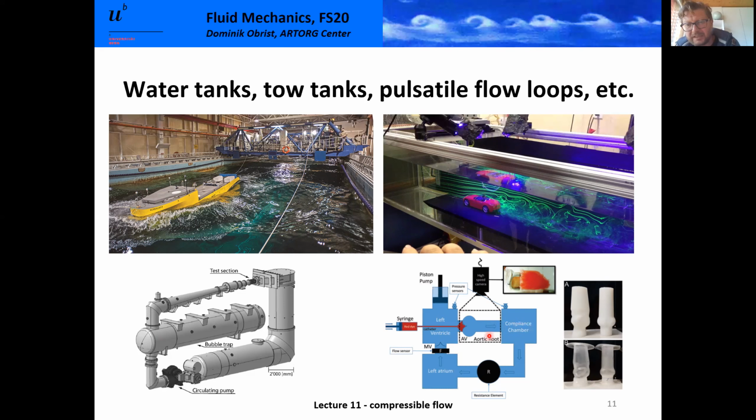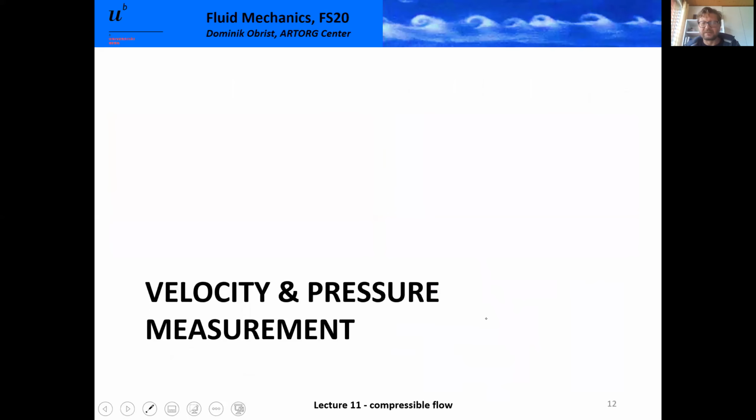Again, this is a small test section. We can study here the flow through heart valves or past heart valves. So this was a little introduction into problems of scaling and a few test facilities. And we're going to continue with actual measurement technologies, mostly velocity measurement, but also pressure measurement.